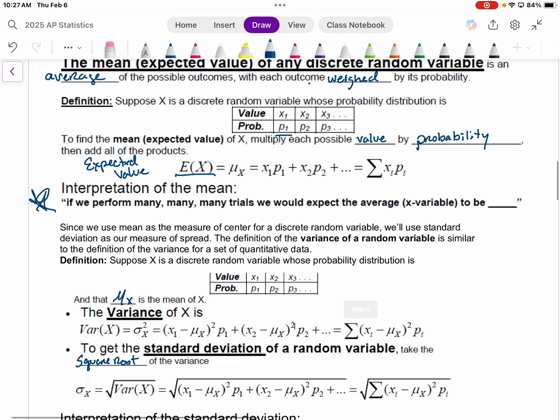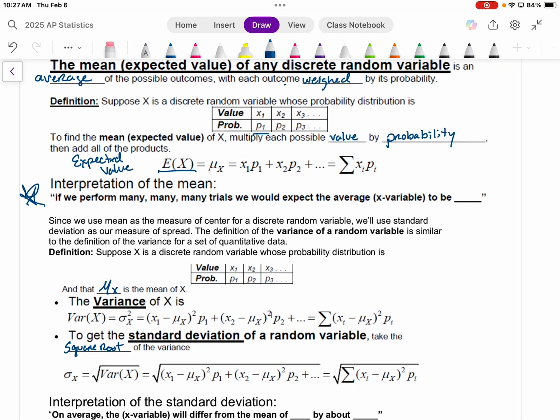Now, how do we interpret it? Here's another script we get to put into our memory. If we perform many, many, many trials, if we look at many, many, many NHL hockey games, we would expect the average number of goals scored is this. Okay, so we would use the context of our problem as we do it.